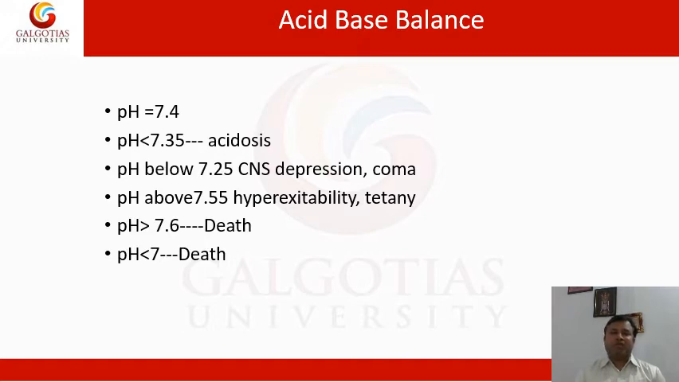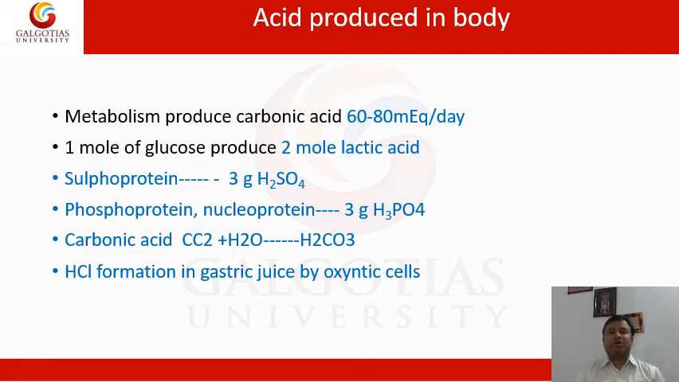So what will happen when acidity or basicity is increased? The normal pH is 7.4, but if pH is less than 7.35, it is called acidosis. When the pH is below 7.25, in the central nervous system, depression and coma occur. When pH is above 7.55, hyperactivity and tetany occur, and when the pH is greater than 7.5, it causes death. Also, when the pH is less than 7, it also causes death. Now we can understand how acid is produced inside the body.